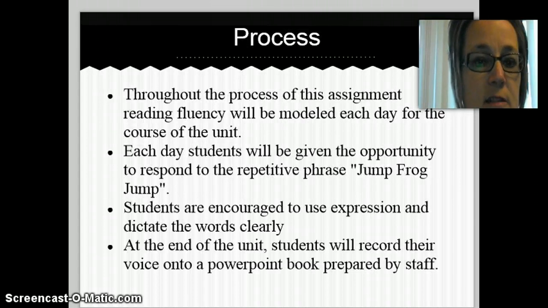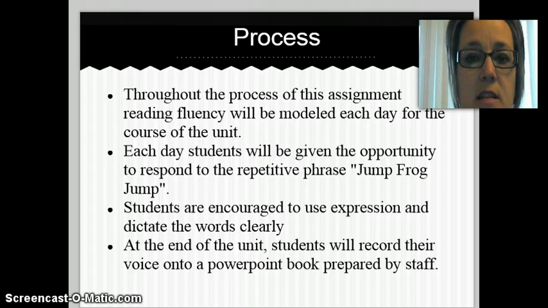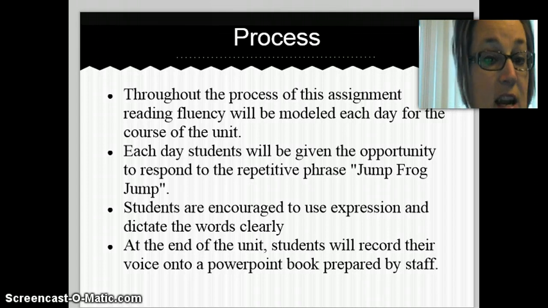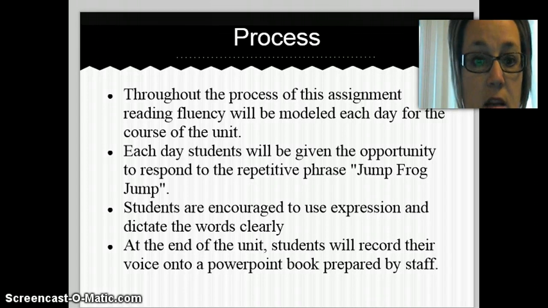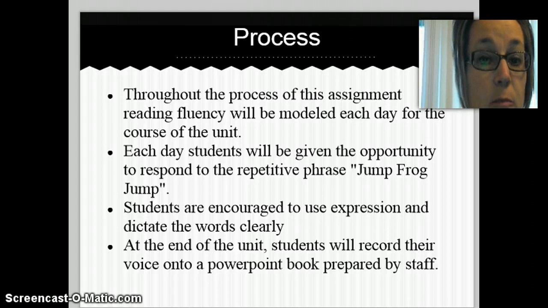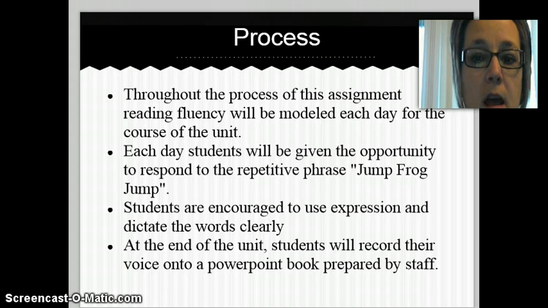Throughout the process of this assignment, reading fluency will be modeled each day for the course of the unit. Each day, students will be given the opportunity to respond to the repetitive phrase of "jump, frog, jump." They're going to be encouraged to respond in different ways, in an exciting way, in a scared way, in a soft way. So we're going to practice that throughout the week. And they're also going to be encouraged to dictate their words clearly.